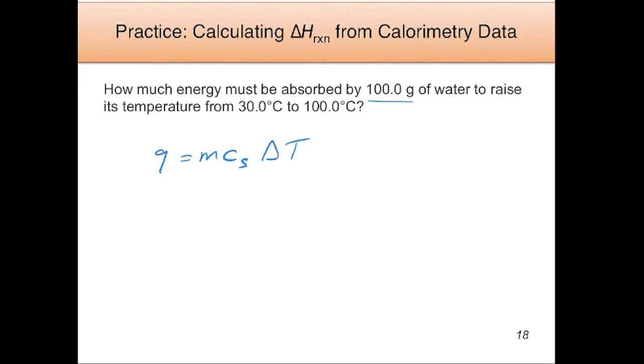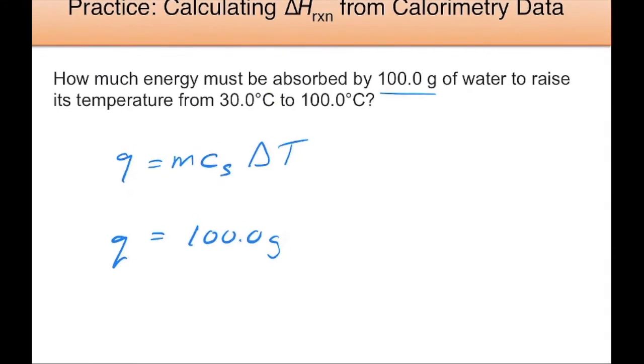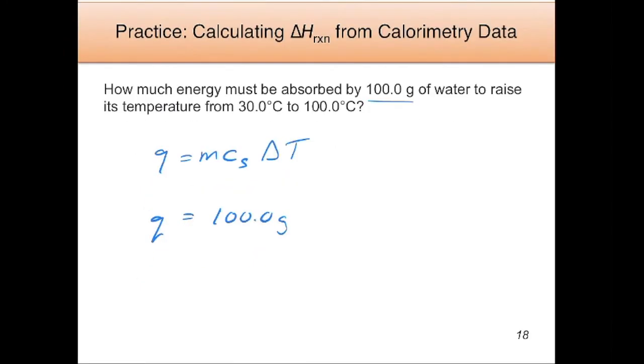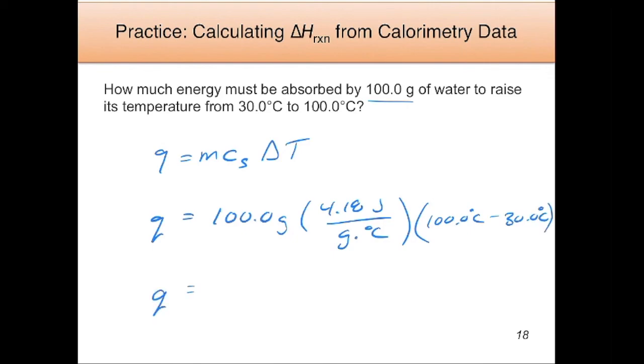Now let's solve this problem. We'll solve for Q equals 100 grams times the specific heat capacity of liquid water, from a couple of slides ago, which is 4.18 joules per gram degrees Celsius. That's our specific heat capacity, and our change in temperature is going to be 100 degrees Celsius minus 30 degrees Celsius.